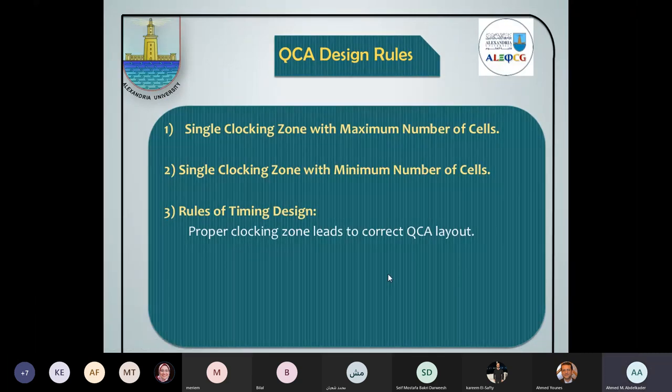There are QCA design rules. The first: a single clocking zone with the maximum number of cells. The speed is decreased due to a long QCA wire that causes increased delay. To ensure proper functionality, a long QCA wire must be divided into separate clocking zones.